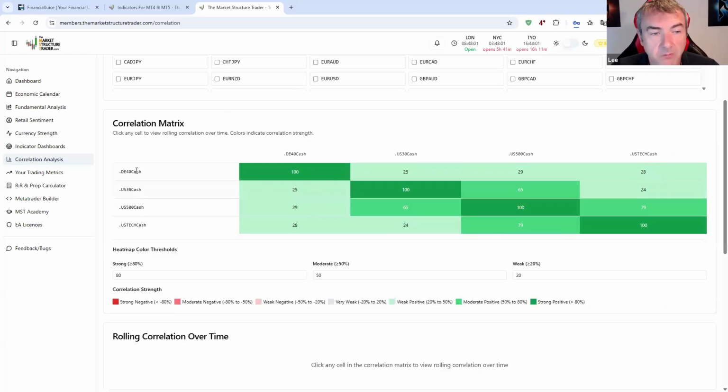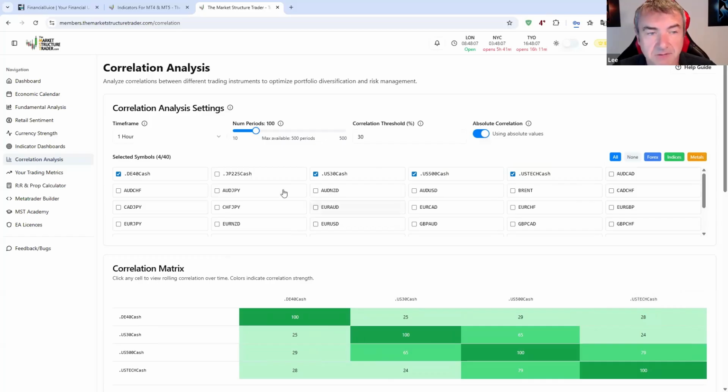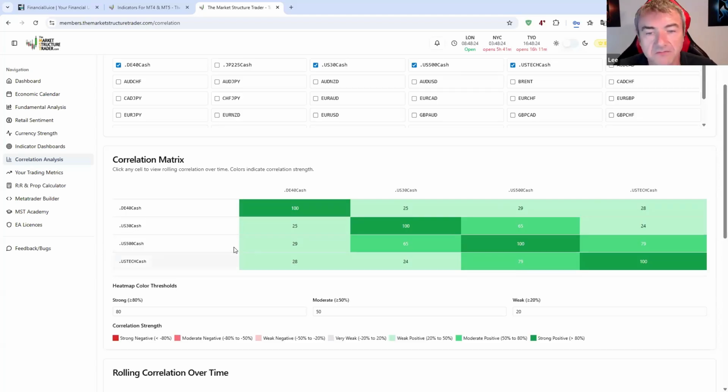So, for example, I've got multiple indices shown here, and you can select whatever you want in here. You've got fast selection buttons. You can select the time frame you want to look at, the number of periods back, so that's the number of candlesticks. The correlation threshold is how much they move together, and absolute, you can read about that, but I'll just use absolute indices standard. And what this shows you is how often they move together.